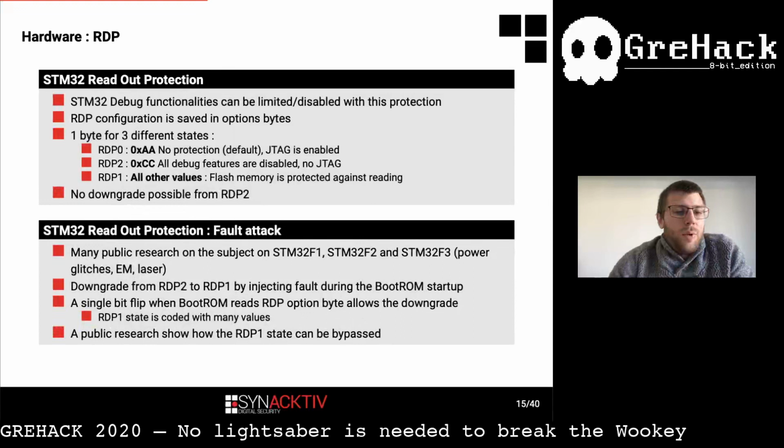There is a lot of public research on fault attacks on this protection on the same MCU family. The idea is to inject a fault when the boot ROM reads the option byte. The fault can be injected with power glitch, electromagnetics, or laser. Since RDP2 is encoded in flash memory with the value 0xCC, a single bit flip in the value can downgrade the protection to RDP1 state.